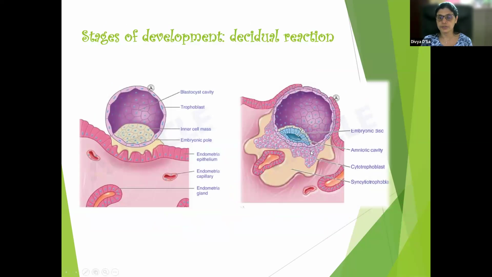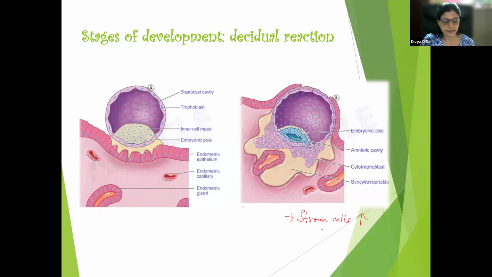Now, this is the syncytial trophoblast here. It will initiate changes within the functional layer. The beta HCG is secreted by the syncytial trophoblast. So what changes will happen here? The stroma, the stromal cells of the endometrium, will increase.